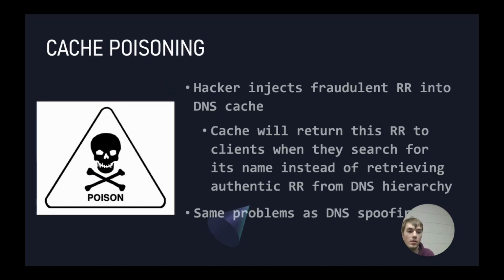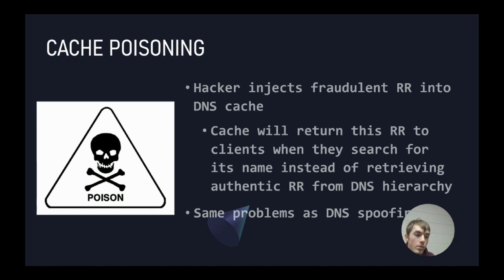A similar attack to DNS spoofing is called cache poisoning. It's where a hacker will inject a fraudulent response record into a local DNS cache, and then any clients that try to access the host name associated with that fraudulent response record will have the fraudulent response record returned to them, and then they'll end up going to an IP address that is not the actual authoritative IP address for that host name. And so the same problems as with DNS spoofing apply here.